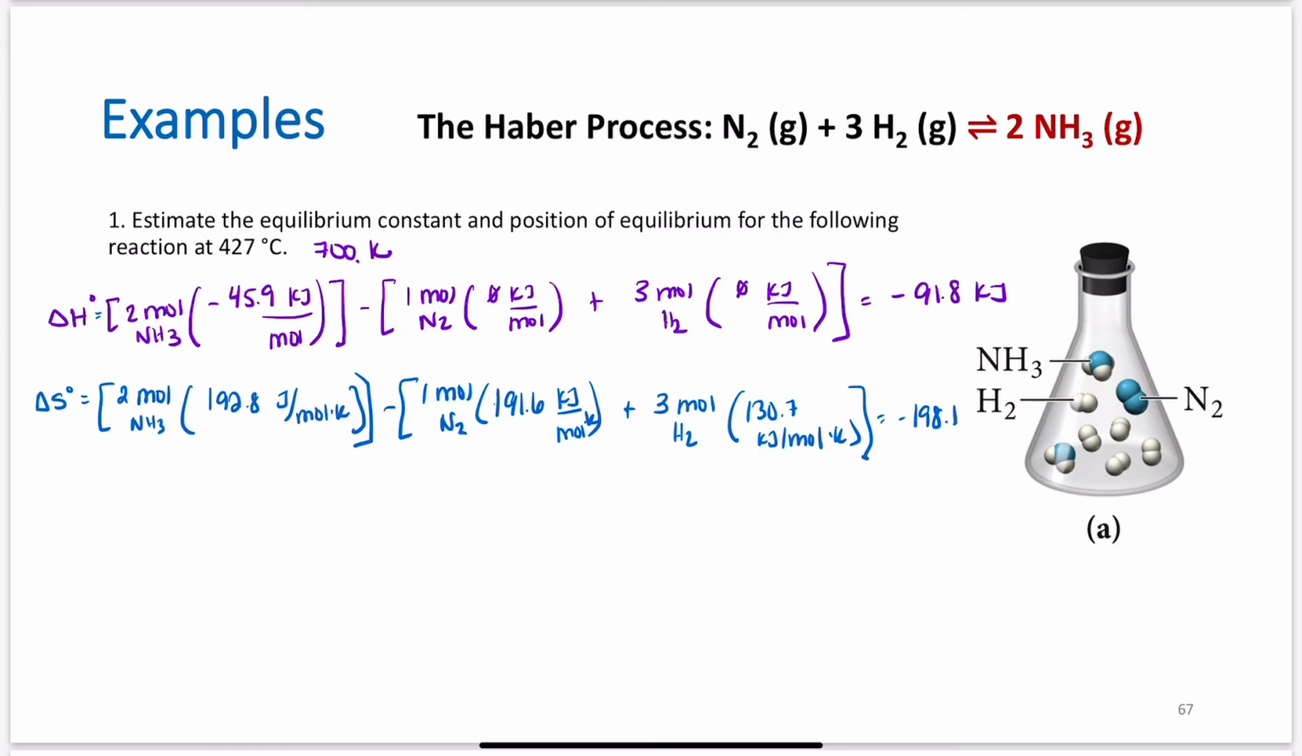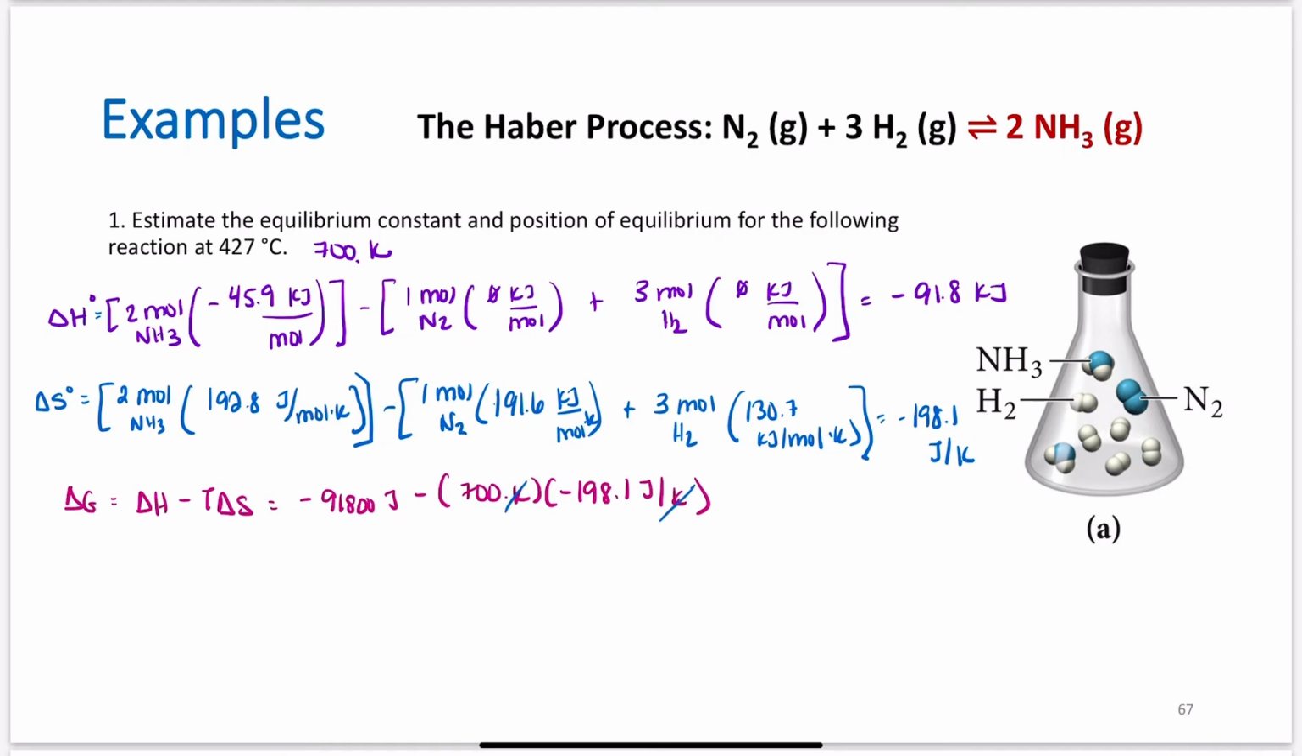Negative 198.1 joules per Kelvin. Now I can use that information to find delta G. Delta G is equal to delta H minus T delta S. Delta H is negative 91.8 kilojoules per mole, or you could put everything in joules. I don't care which way you do. I wrote in my notes it's everything in joules though. 91800 joules, minus T, 700 K, times delta S, which is negative 198.1 joules per Kelvin. And that's why I had to convert my delta H to joules, because this is in joules.